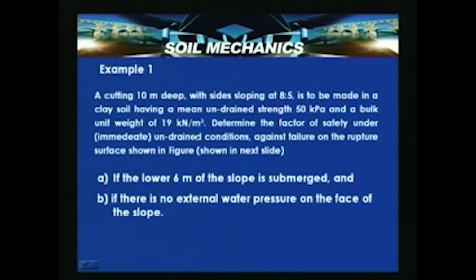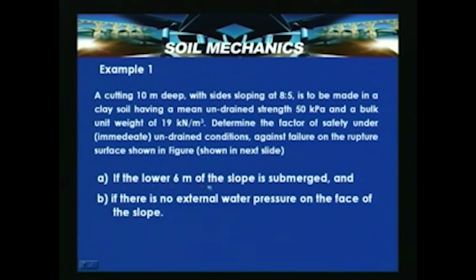So, let us look at a similar example to what we have discussed, and how we can solve it. Example 1: a cutting 10 meter deep with sides sloping at 8:5 is to be made in a clay having a mean undrained shear strength of 50 kilopascals and bulk unit weight of 19 kilonewton per meter cube. Determine the factor of safety under immediate undrained conditions against failure on the rupture surface shown in the figure. This figure is shown in the next slide.